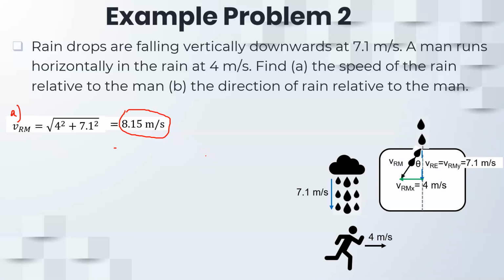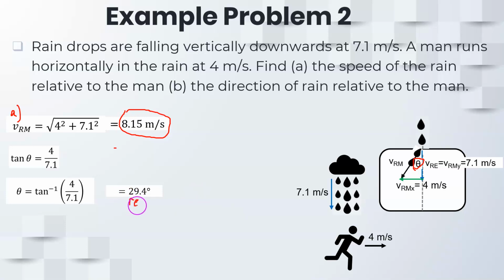And then for part B, we want to find the direction. So we want to find this angle here. So we can use the tangent function because it's opposite over adjacent. So it'll be the tangent of the angle equals 4 over 7.1. Then you can just take the inverse tangent of both sides to get the angle. And it'll be 29.4 degrees. And technically that would be relative to the vertical.